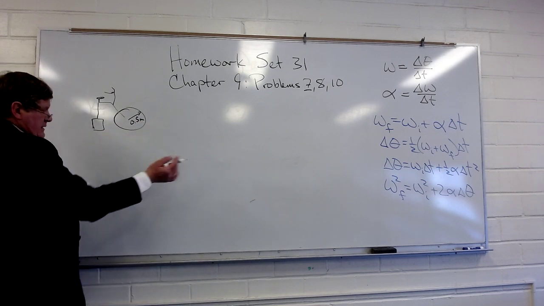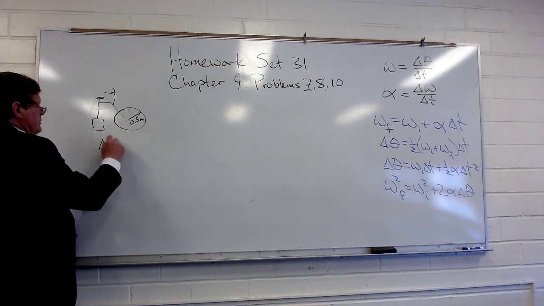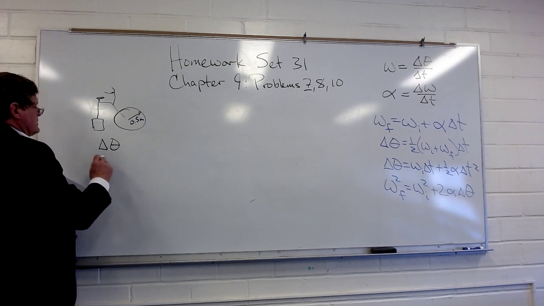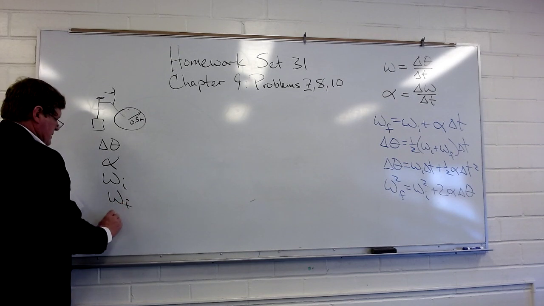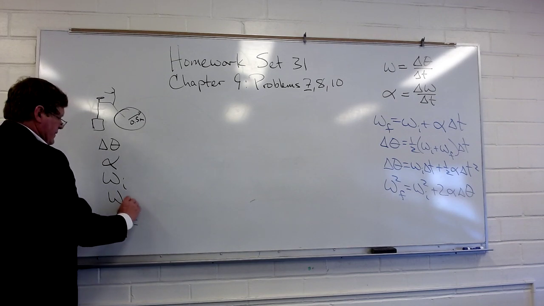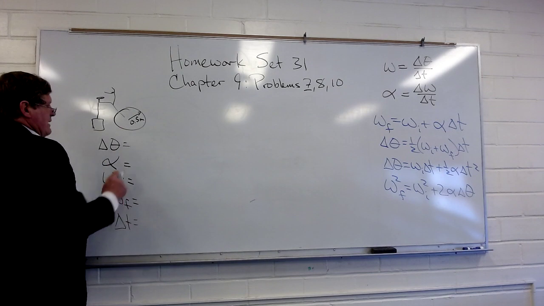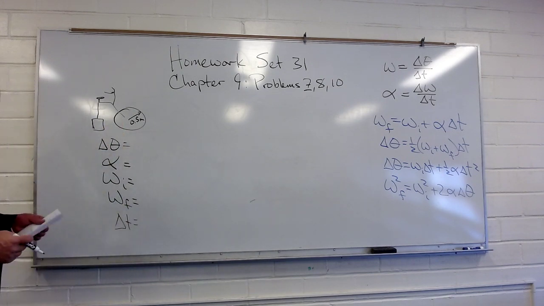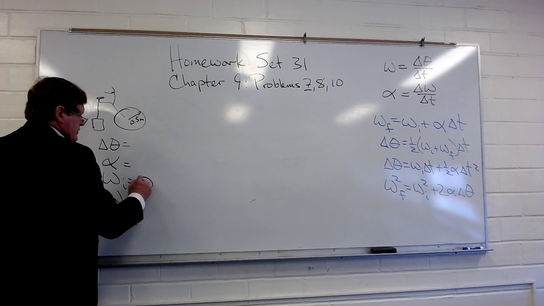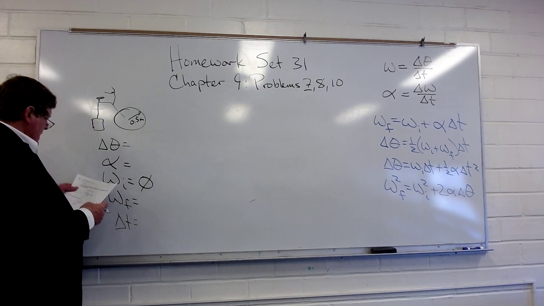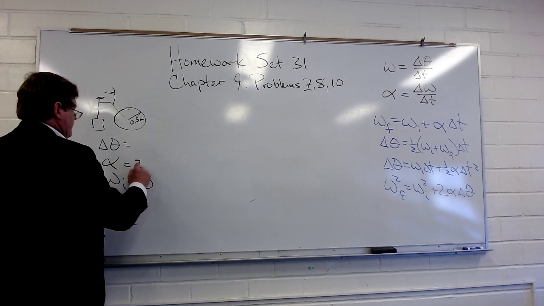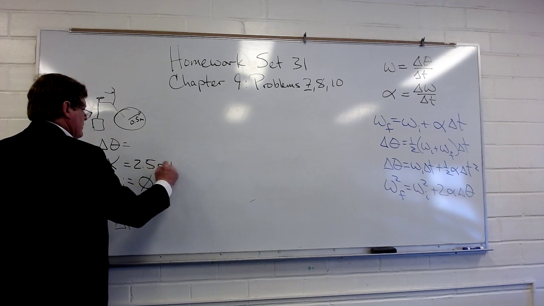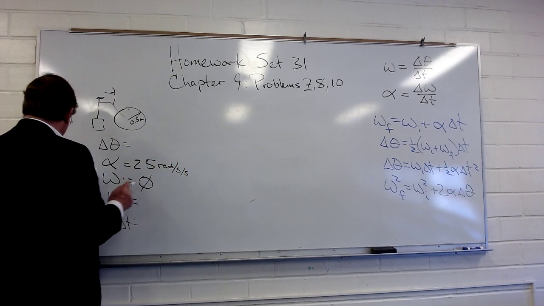Now remember, we solve these problems by making our list of variables: our angular displacement, angular acceleration, angular velocity, and time, always those 5 variables. And we have to find 3 of these from the problem statement. Well, we're told that this bicycle wheel initially is not turning, and that it has an angular acceleration of 2.5 radians per second every second.